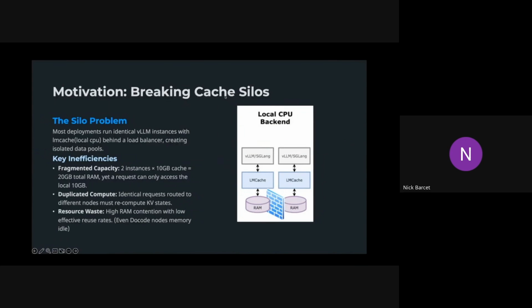In a typical production setup, you may have multiple VM instances with individual LMCache local CPU backends behind a proxy or load balancer.